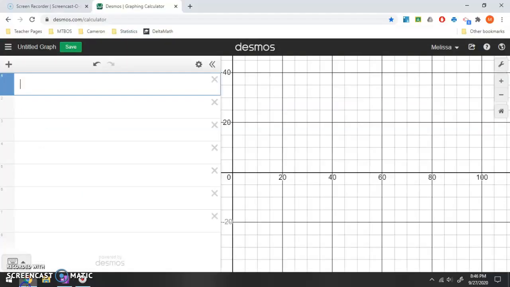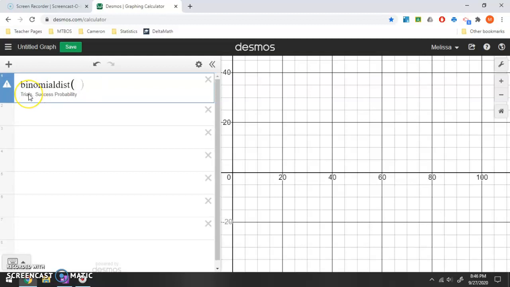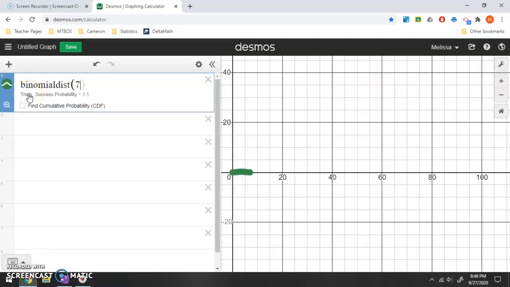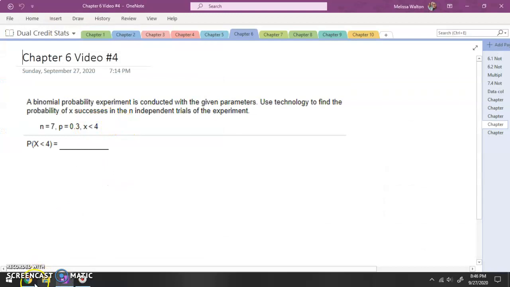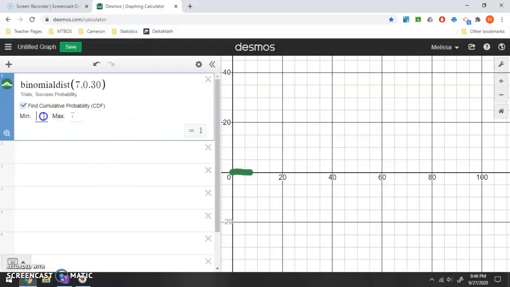So I'm going to go ahead and go over to Desmos. We have a binomial distribution. The number of trials was 7. The probability of success is 0.30. All right, now I want to know what is the probability of X less than 4. And I want to caution, I know it might be really tempting to go from 0 to 4. However, we want it to be less than 4.